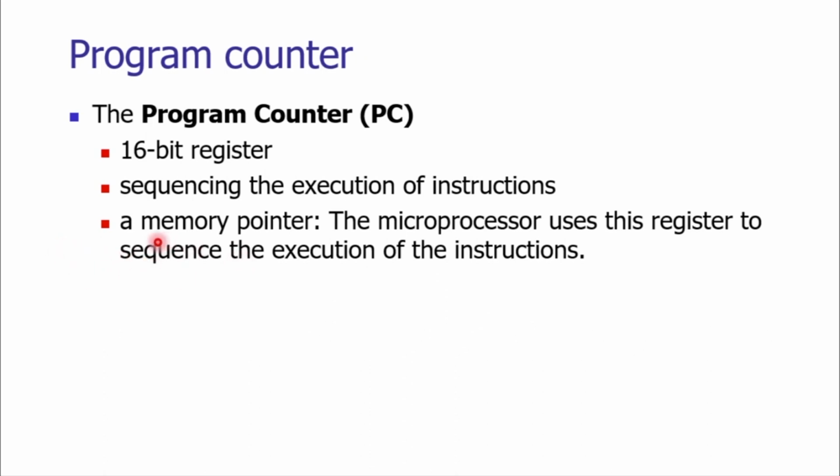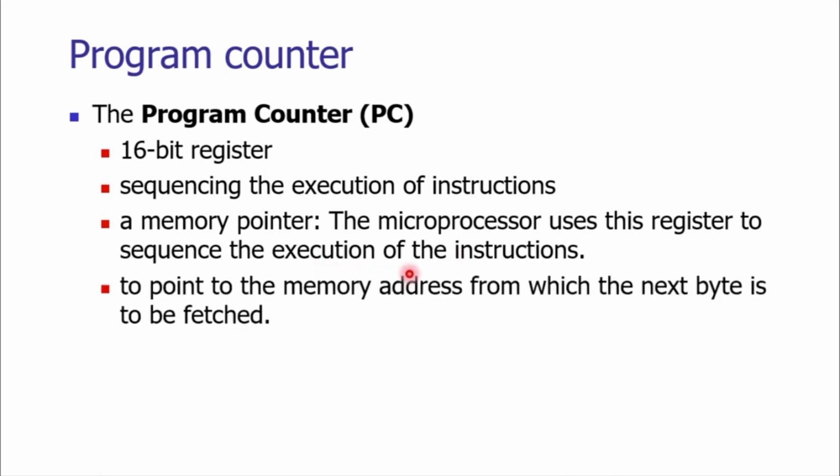It is also called the memory pointer. The microprocessor uses this register to sequence the execution of the instructions. It is used to point out the memory address from which we need to fetch the next byte of information.